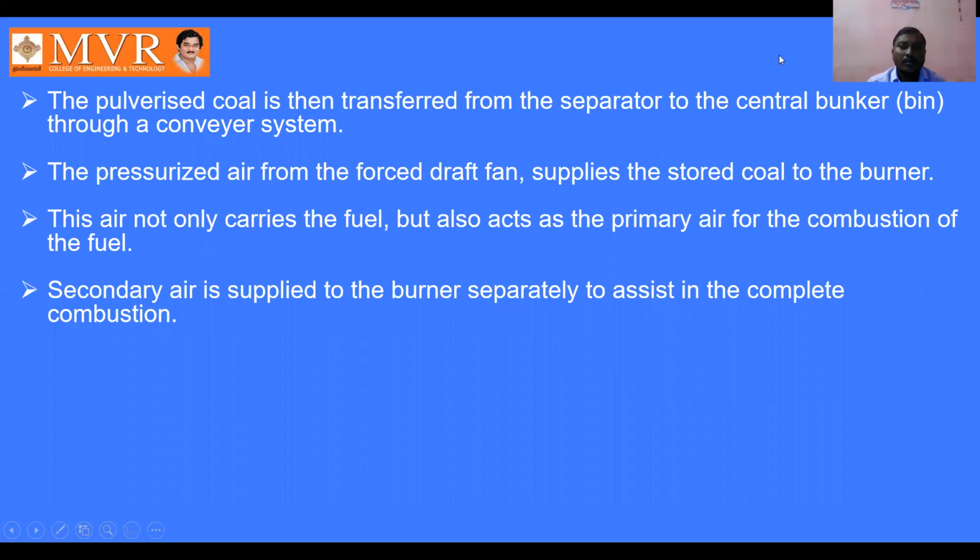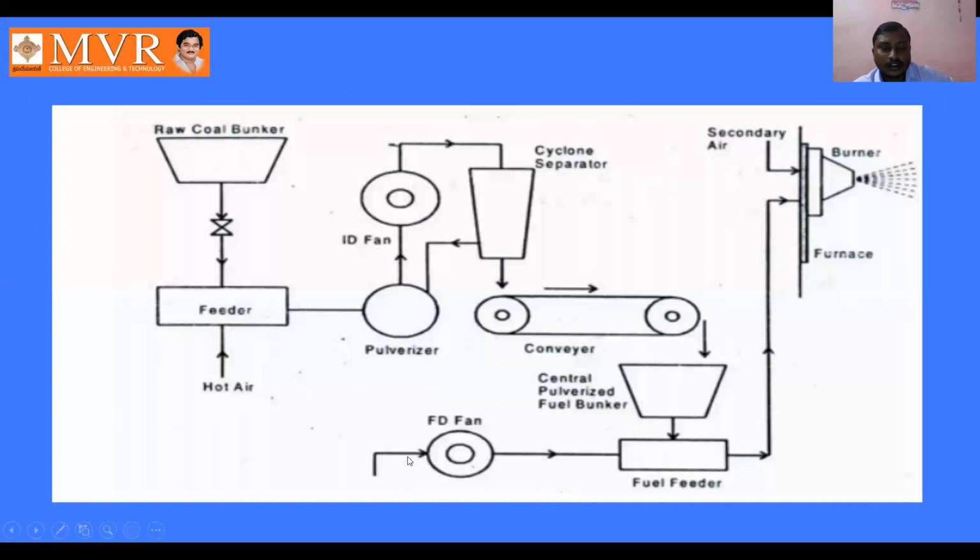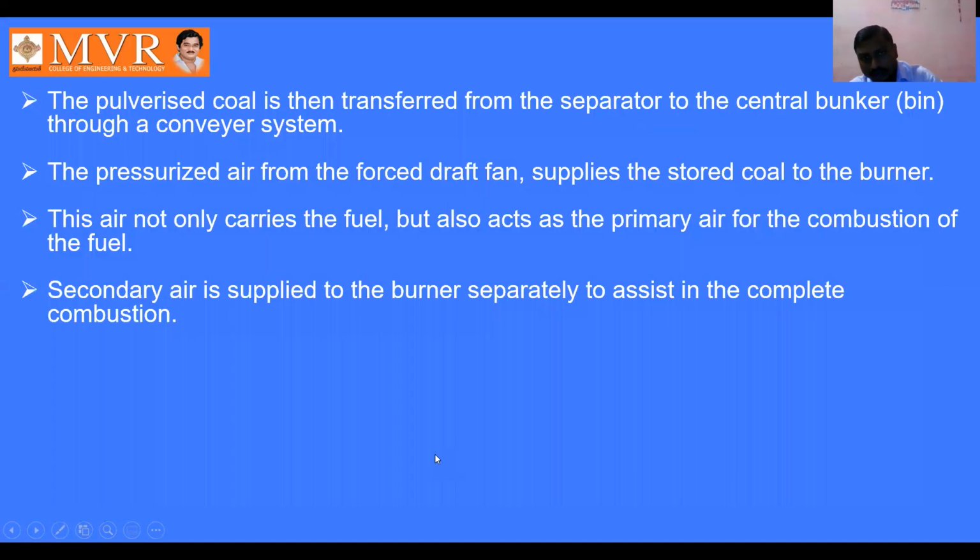The pulverized coal is then transferred from the separator to the central bunker bin through a conveyor system. I have shown you in the diagram itself that the pulverized coal enters the central bin through a conveyor system. The pressurized air from the forced draft fan supplies the stored coal to the burner. See here, in the diagram we can observe that the stored coal is sent into the burner by using this FD fan.